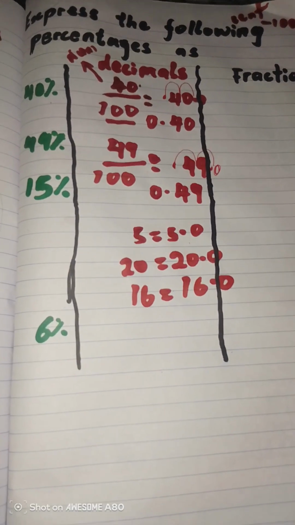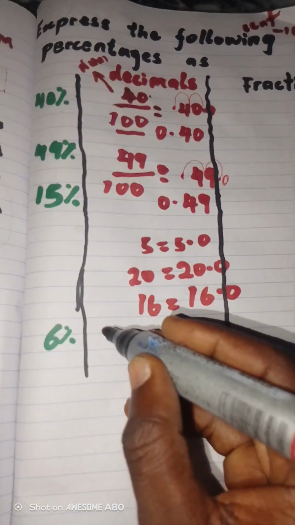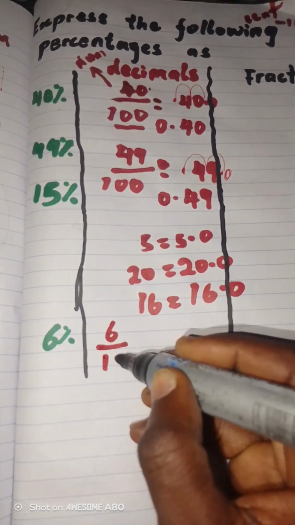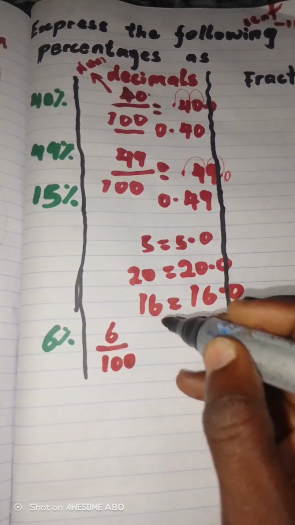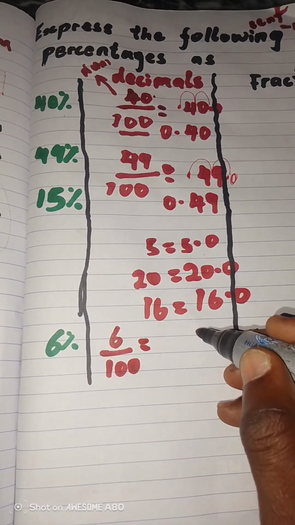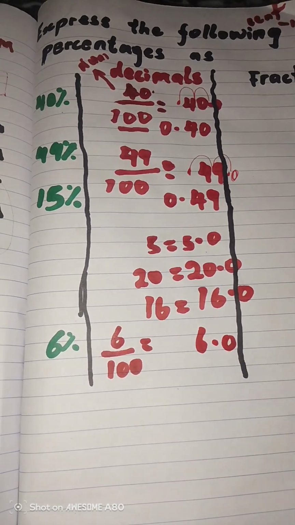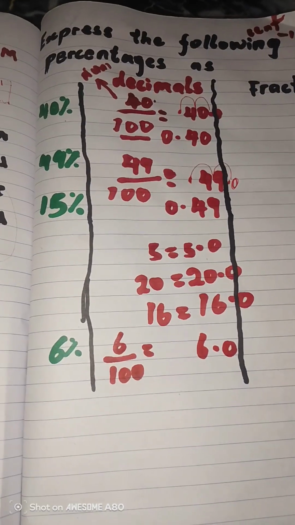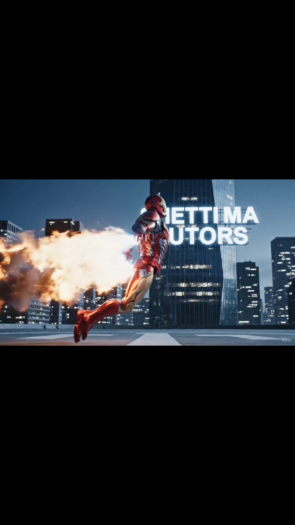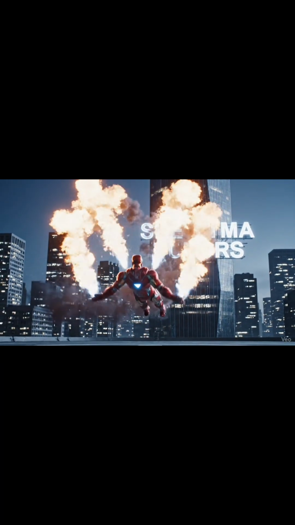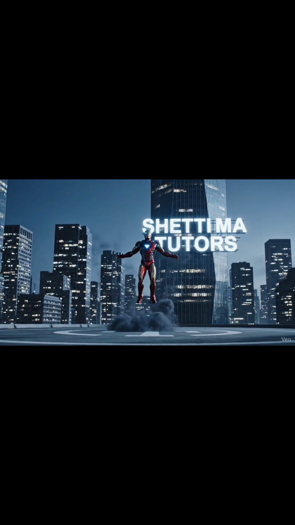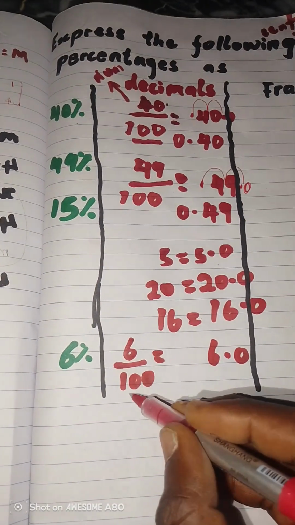So as for 6%, same thing. I'm going to write 6 all over 100, and then equals, I'll write my 6. Remember, it's the same as 6.0. So that means I'm going to shift it back twice, because it has 2 zeros, 1, 2.